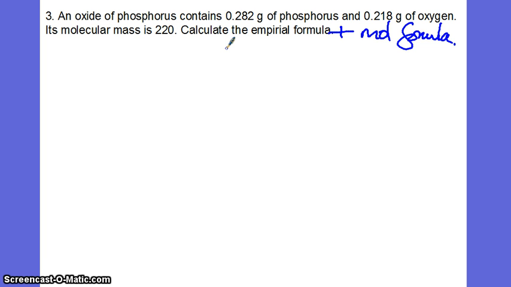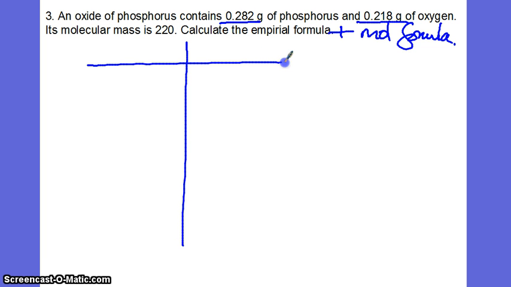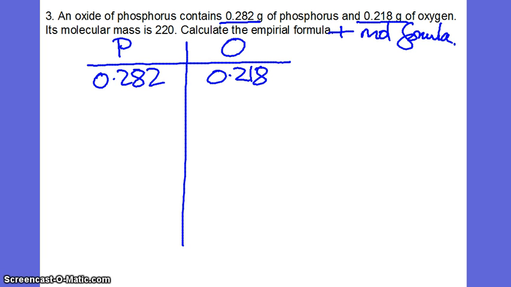So think back to what we did last time. How do you calculate the empirical formula using these masses here and here? Well, the first thing you need to do, you should be doing this sort of automatically now, is drawing up a table. Phosphorus on one side, oxygen on the other. You've got 0.282 of phosphorus, you've got 0.218 of oxygen. And the first thing we do, divide by the RAM. And the second thing we did after that, the second division, was divide by the smallest.